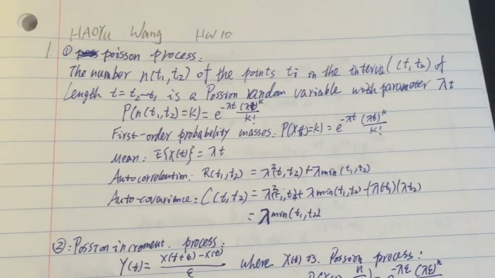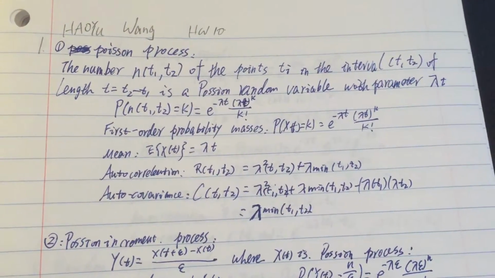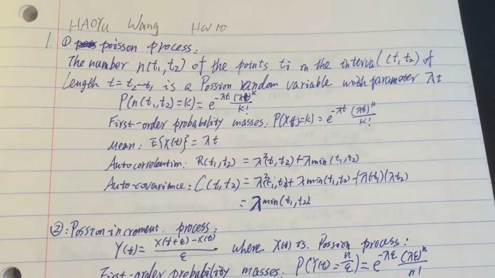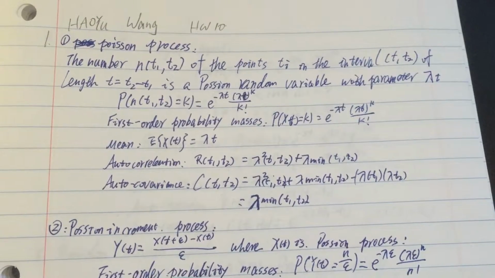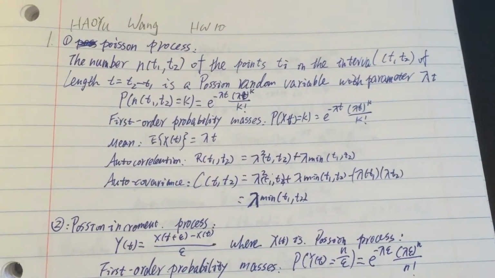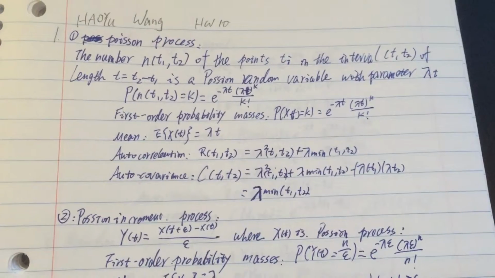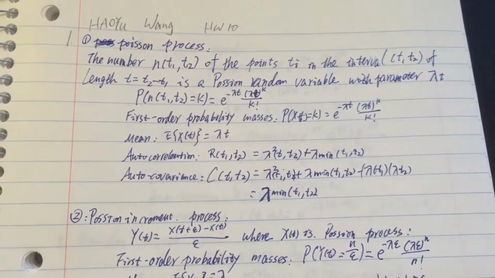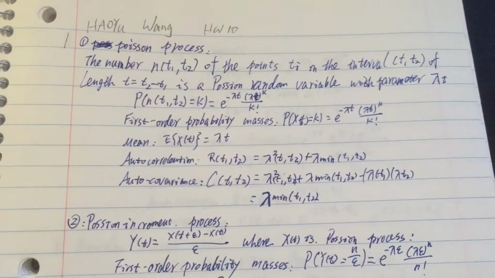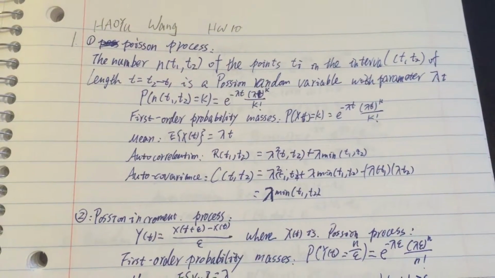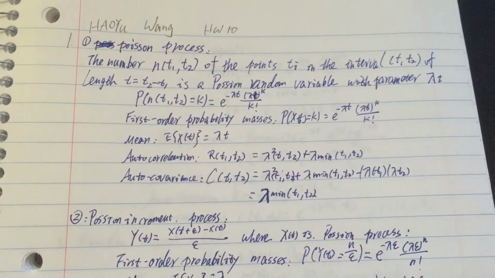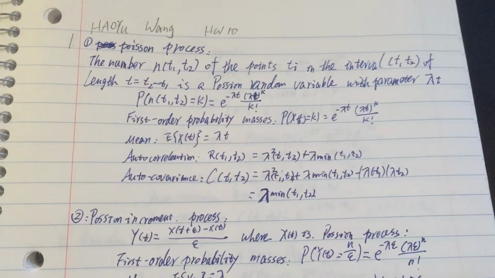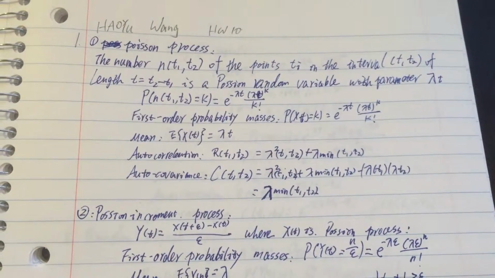It is the number n(t1, t2) of the points in the interval t1 to t2 of length t equal to t2 minus t1, which is a Poisson random variable with parameter lambda t. The equation is P(n(t1,t2) = k) equals e to the negative lambda t times (lambda t) to the k over k factorial. The first order probability mass is P(X(t) = k) equals e to the negative lambda t times (lambda t) to the k over k factorial.